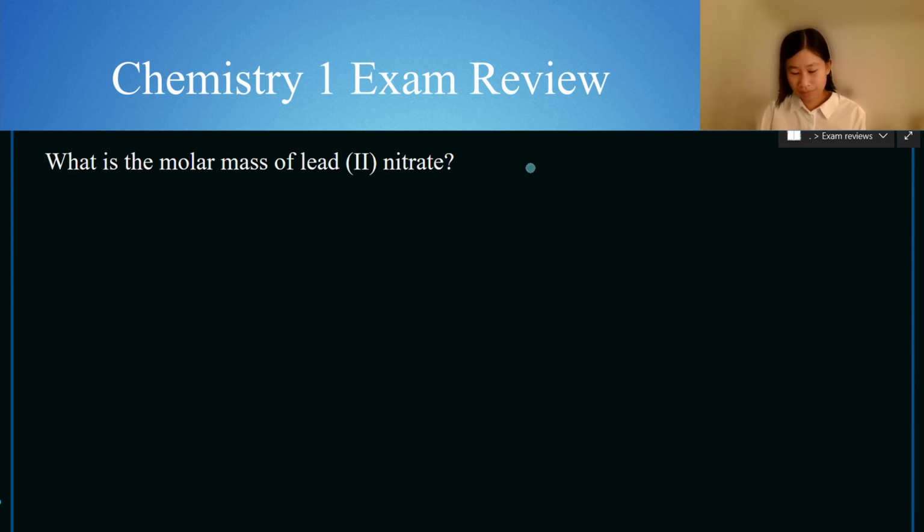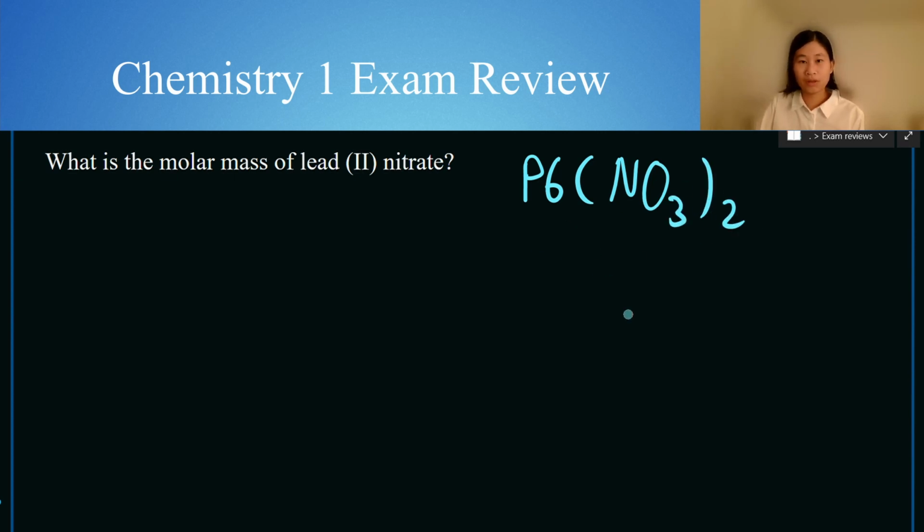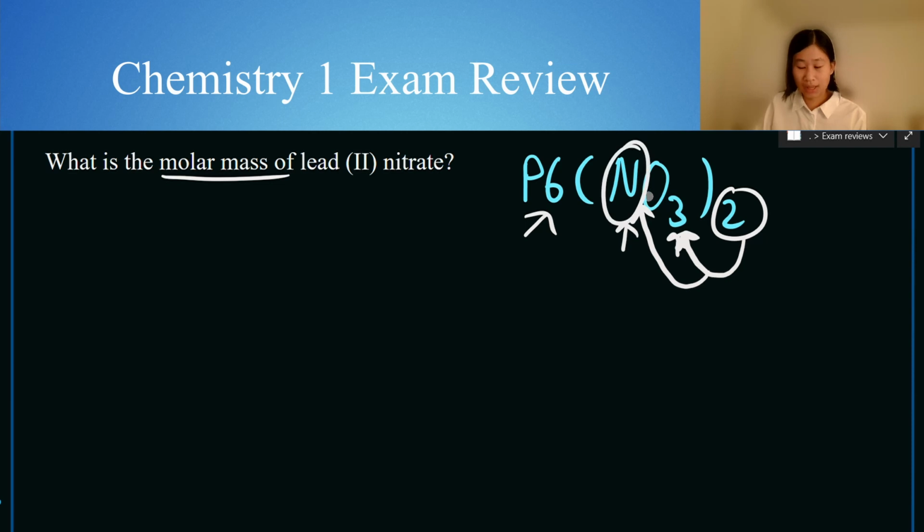Lead, Pb, and I'm just going to do this really quickly. We're going to have 2 of these. So the formula for lead 2 nitrate is the following. Next we need to find its molar mass. I have made a video on this before, so you can look back on that for more examples as well. Molar mass essentially means we're going to add up the mass of 1 lead, and then 2 nitrogens and 6 oxygens, because this subscript is going to be multiplied by the subscripts of whatever is inside the parentheses. If there's no subscript for N, then we're just going to do 2 times 1, because it's implied 1.